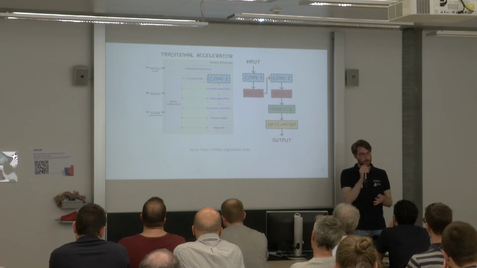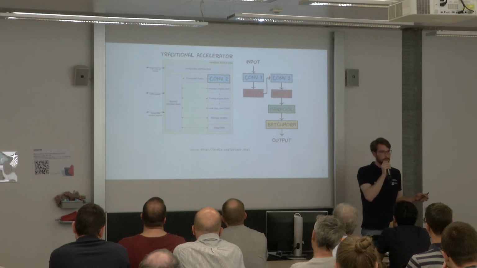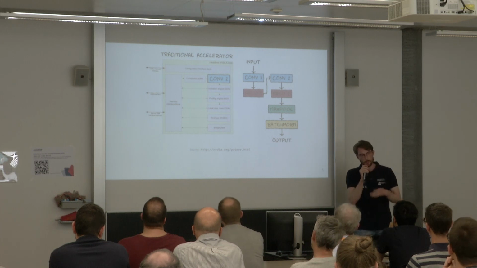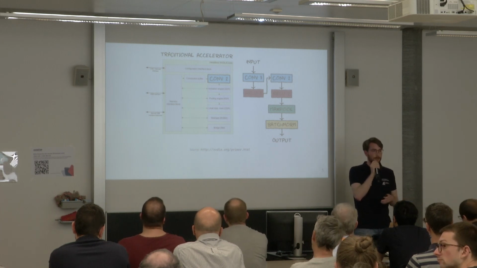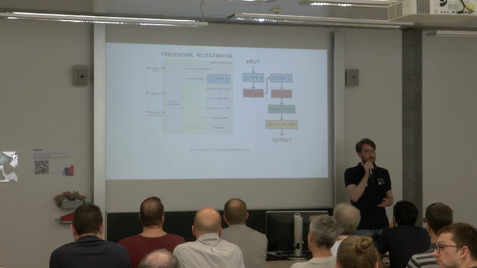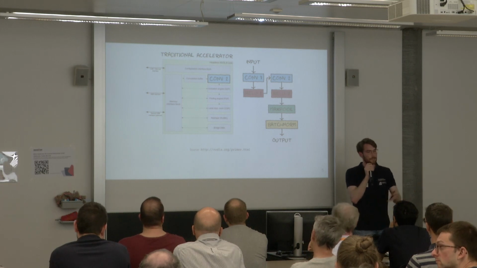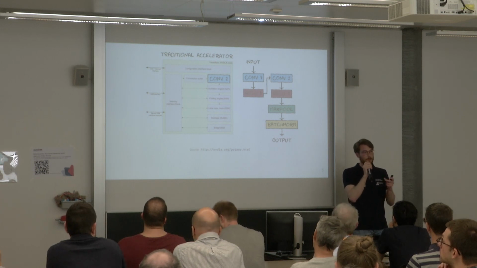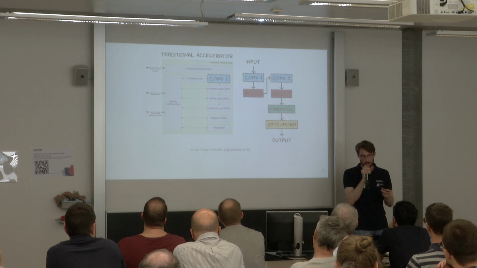So even though convolution 1 and convolution 2 are the same operations, they're not really the same when we want to parallelize them. The input sizes are different, the kernel sizes are different, stride may be different, and also the output is different. So this convolution core needs to be so flexible that it can accelerate a wide variety of convolutional layers.